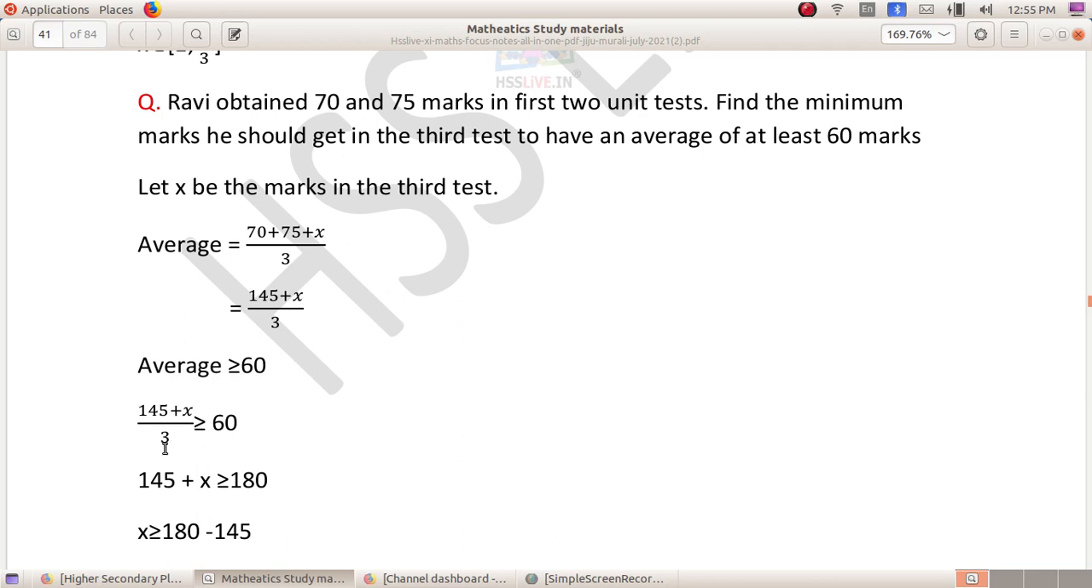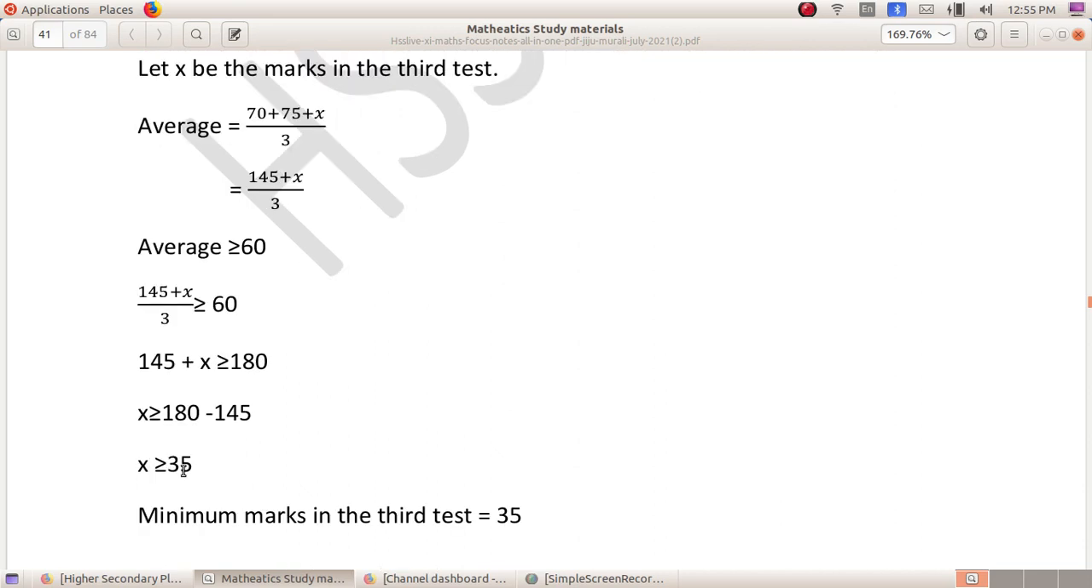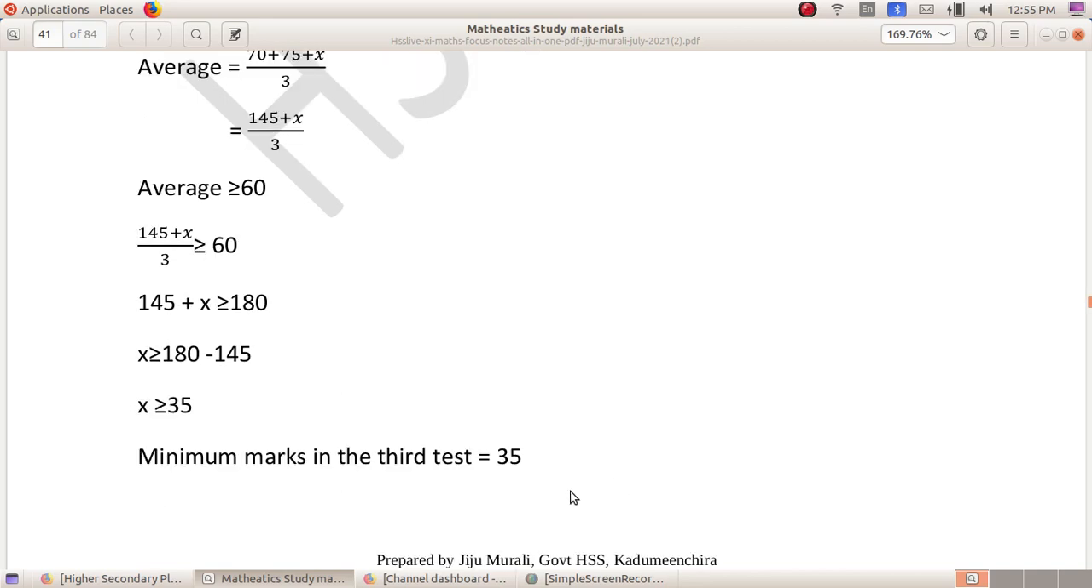Then move this 3 to right side and it becomes 180. So 145 plus x greater than or equal to 180. Or x, move this 145 to right side. So x greater than or equal to 180 minus 145. So x greater than or equal to 35. So this is the minimum mark for the third test paper, 35. Okay.